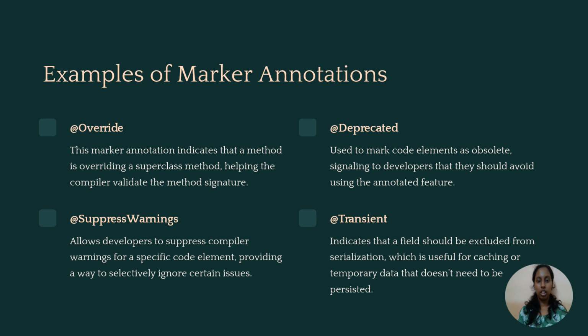@Deprecated. Used to mark code elements as obsolete, signaling to the developers that they should avoid using the annotated feature. @SuppressWarnings allows the developers to suppress compiler warnings for a specific code element, providing a way to selectively ignore certain issues. @Transient indicates that a field should be excluded from serialization, which is useful for catching all temporary data that doesn't need to be persisted.